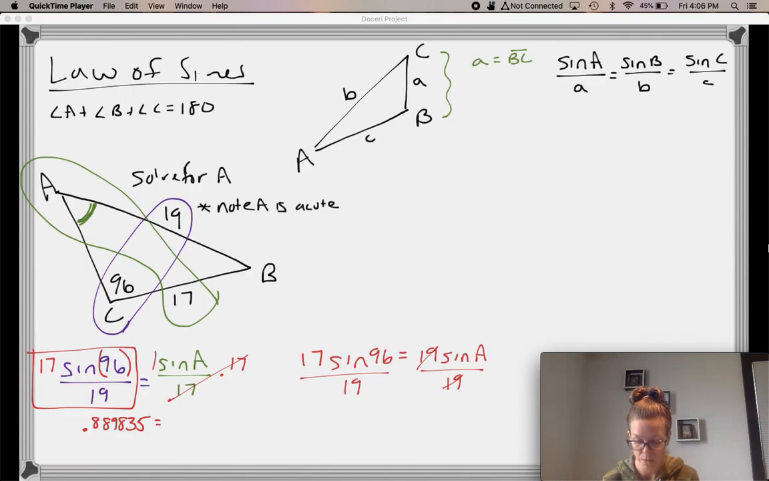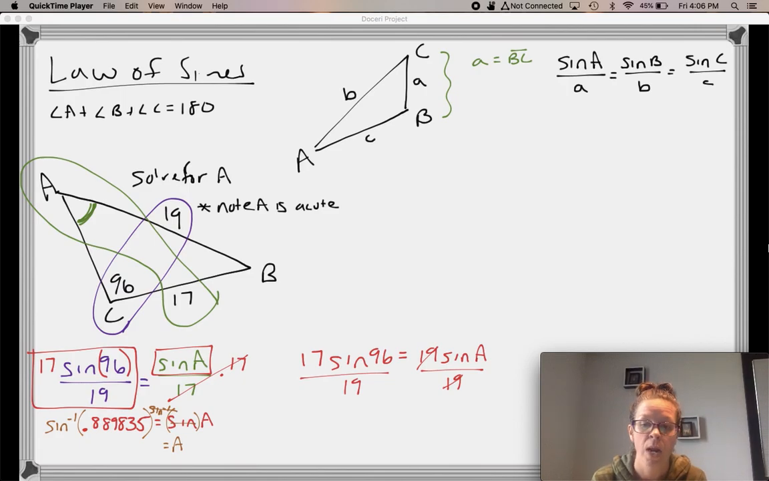If you look at what's left on this side, that's equal to the sine of A. So then we have to remember from a previous lesson, how do we undo those trig functions to figure out what A is? Our undo is the inverse trig function. So I'm going to inverse sine both sides. Inverse sine cancels sine, just like putting on socks and taking them back off.